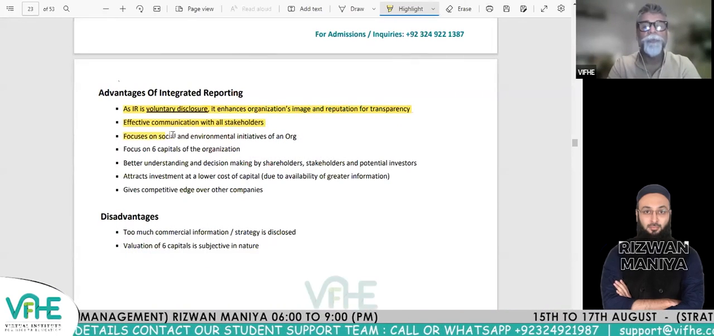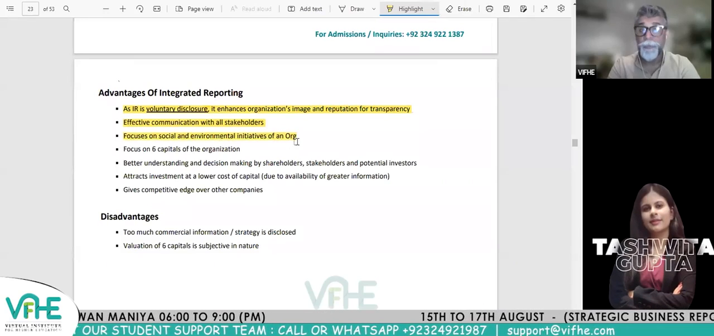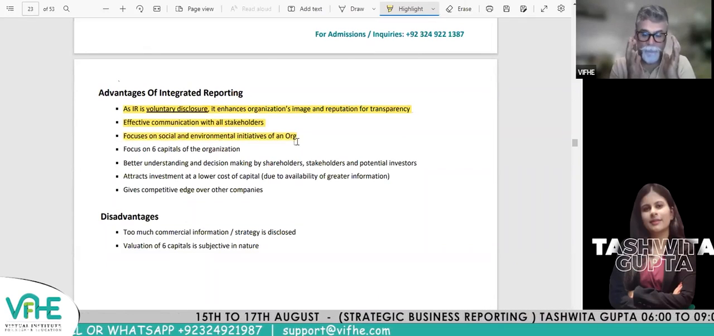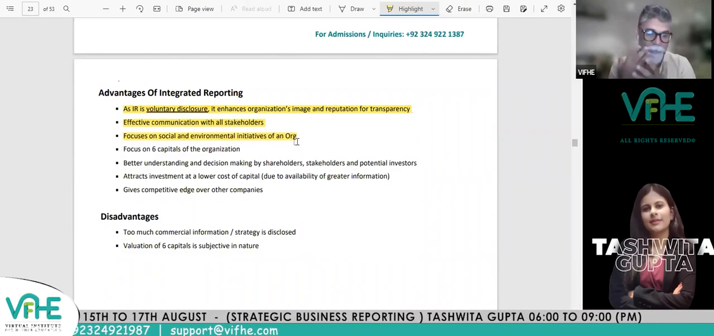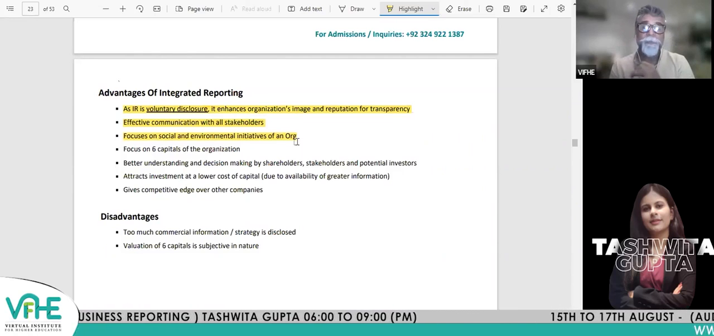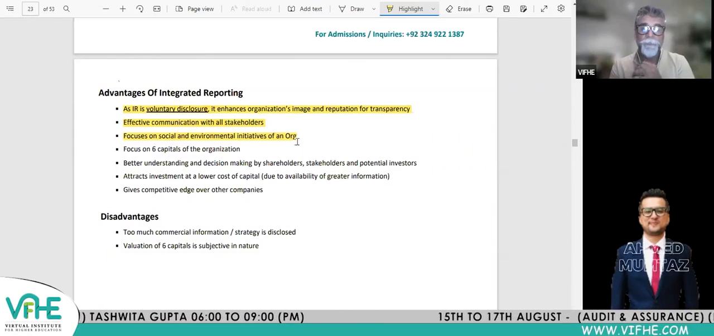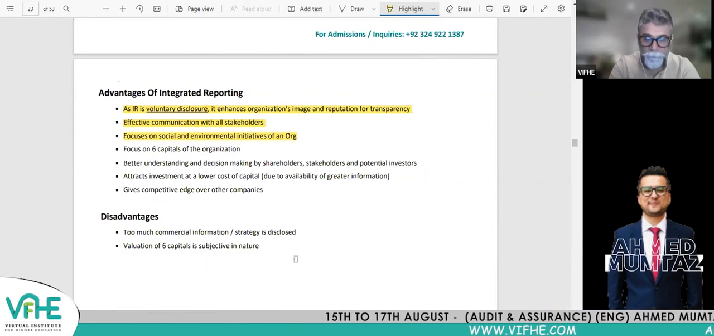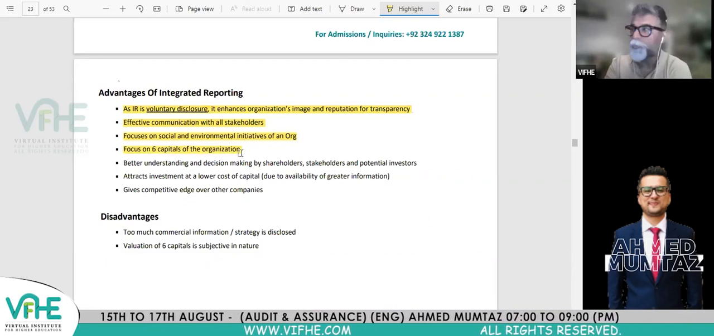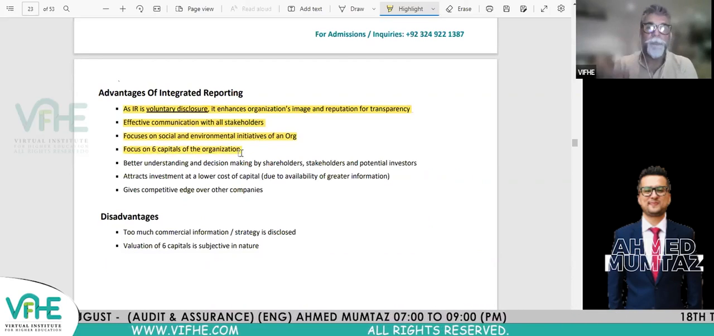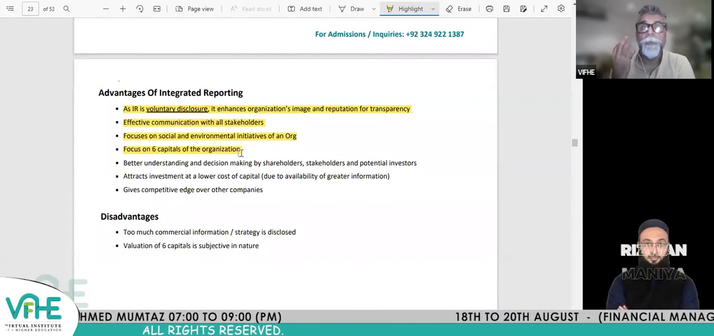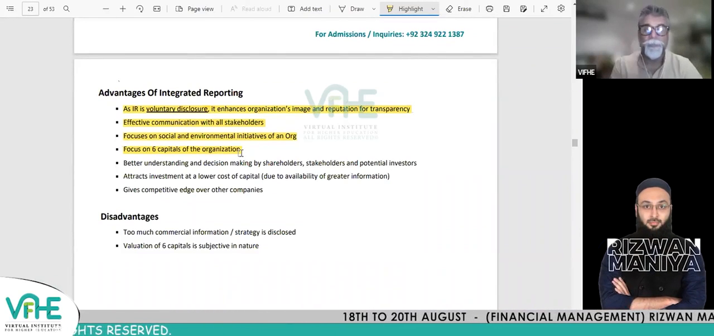And then it focuses on social and environmental initiatives. That's a very big component in an IR report. What social impact the activities or initiatives the organization is taking, what environmental initiatives they are taking. It focuses on 6 capital of the organization. So it also talks about financial capital, manufacturing capital, intellectual capital, human capital, social capital, natural capital.